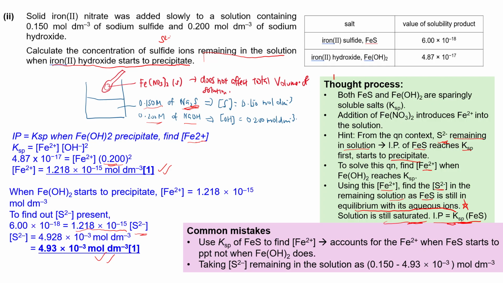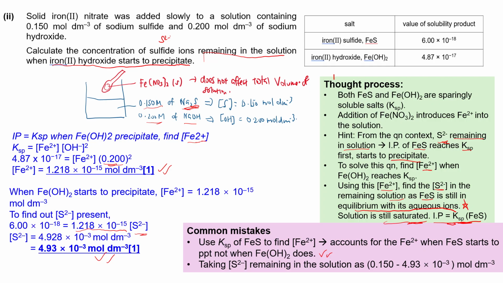So common mistakes is this. Some people actually use the KSP of iron 2 sulfide to find the concentration of Fe2+ and use it to account for the Fe2+ that's present when iron 2 hydroxide starts to precipitate. And this was your answer. So that's not correct, yeah?